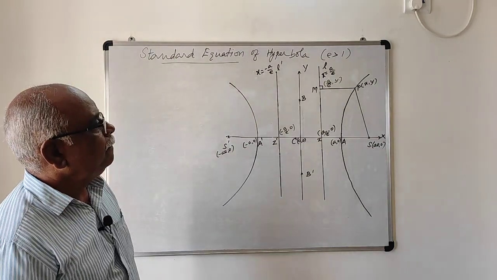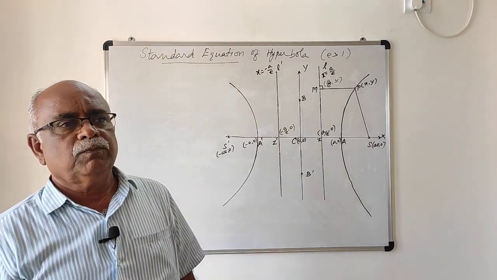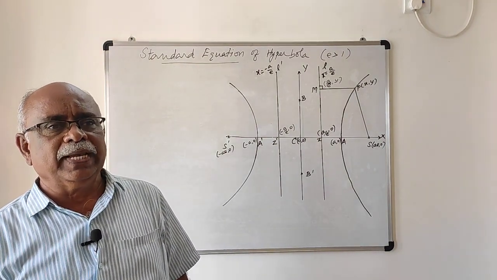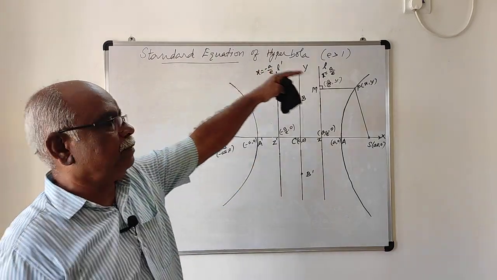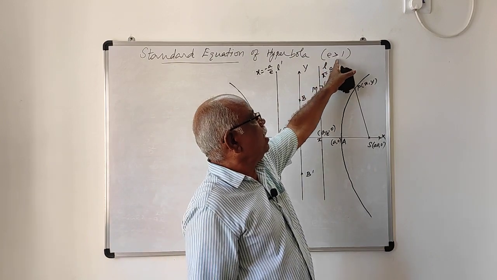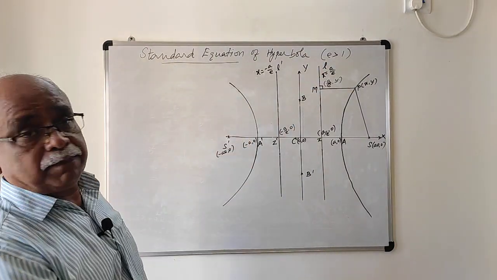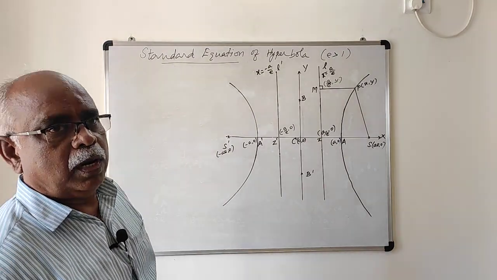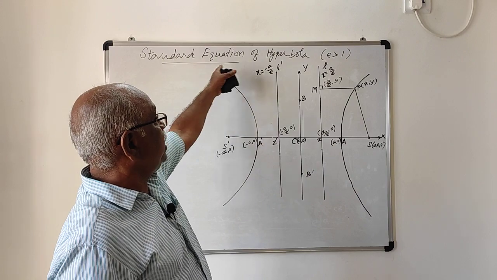My dear students, in my previous video, I solved some problems on the topic of ellipse. Now, in this video, I am going to derive the standard equation of the hyperbola. The eccentricity of the hyperbola is greater than 1, e is greater than 1. If e is less than 1, it represents an ellipse, we know. And if e is equal to 1, it is a parabola.